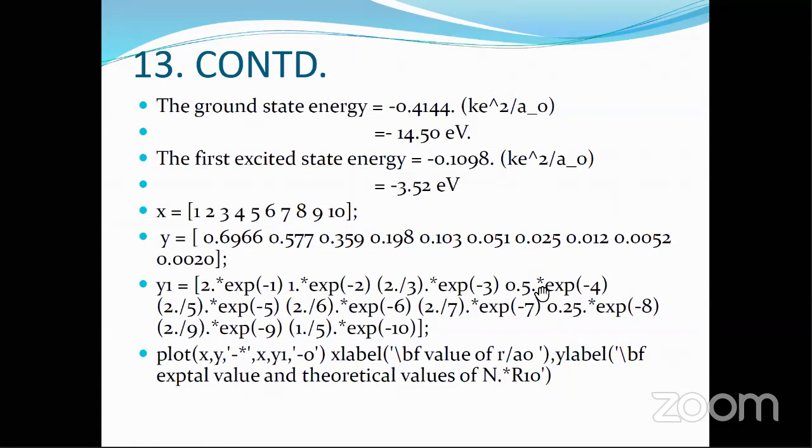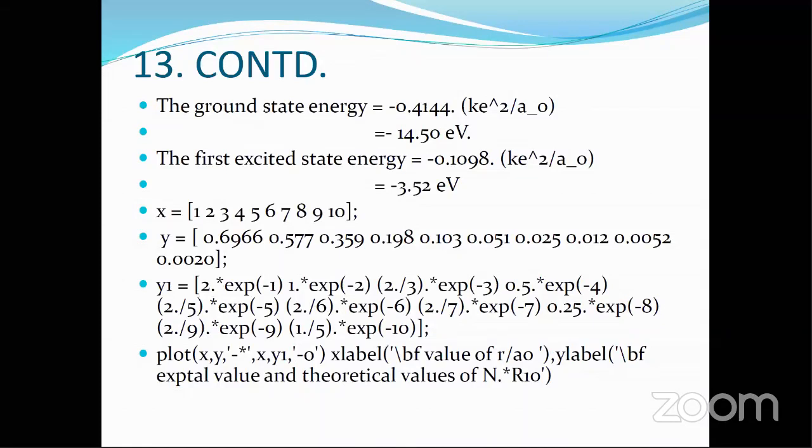y corresponds to the eigenvalue minus 14.50 electron volt. And y1 actually here is the actual value, because the actual eigenfunction is expressible in terms of an exponential function multiplied by an associated Laguerre polynomial. So I have written down the actual function as y1 for 1, 2, 3, 4 just to compare. And then I have given this command for plot, a very simple command. And then we get in the 14th.